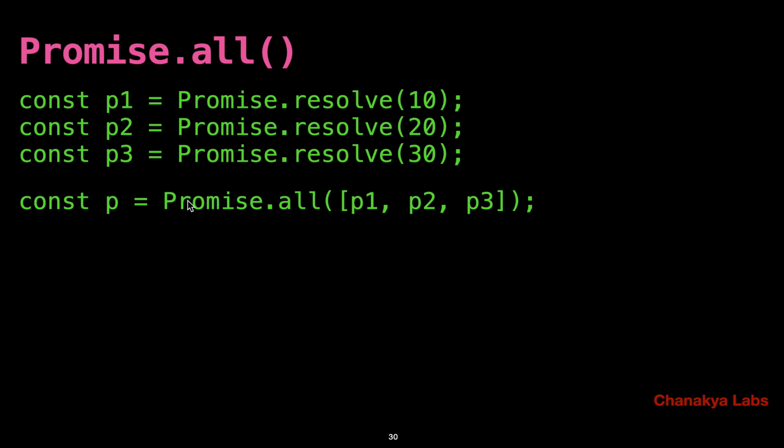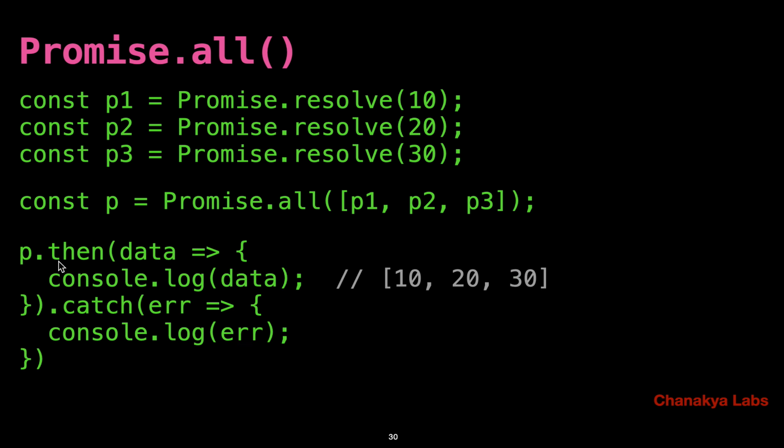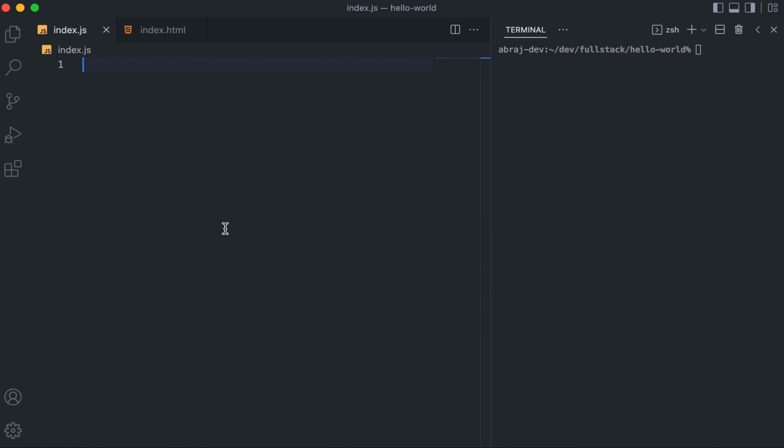And that promise accounts for the resolved values of all the promises, right? So something like this: p.then, and you can see that the data which is coming is actually also an array, and that array data corresponds to the order in which you gave the promises. All the resolved values will come in that order only, okay? And then you can use await also, right?